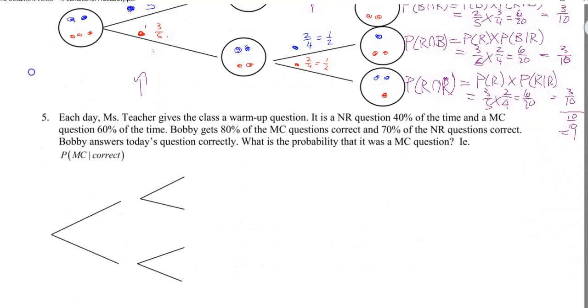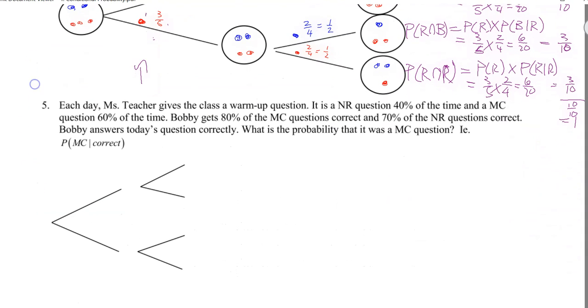All right, let's move on. Last example. Each day, Ms. Teacher gives the class a warm-up question. It is a numeric response question 40% of the time and a multiple choice question 60% of the time. Bobby gets 80% of the multiple choice questions correct and 70% of the numeric response questions correct. Bobby answers today's question correctly. What is the probability that it was multiple choice?